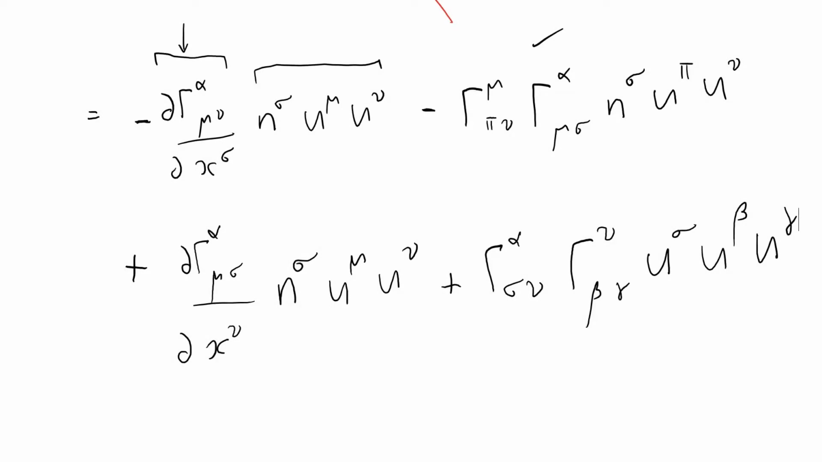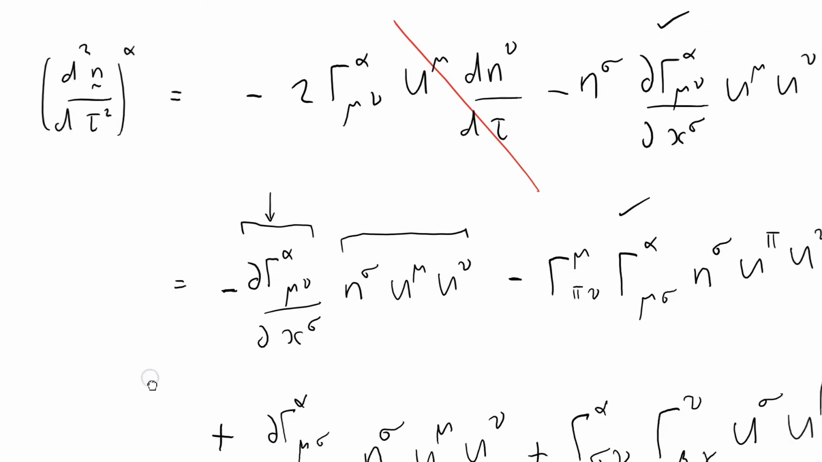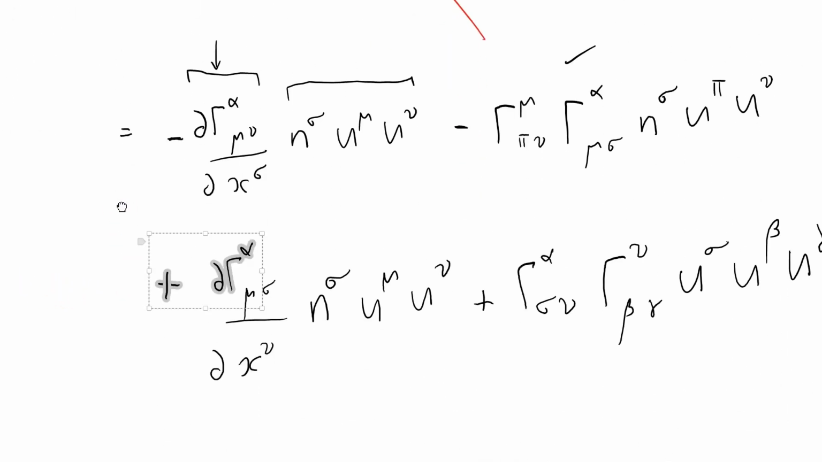General relativity, step by step. Alright, we've got this equation here for the second derivative, d squared by d tau squared, of the separation vector between two points in geodesic motion.